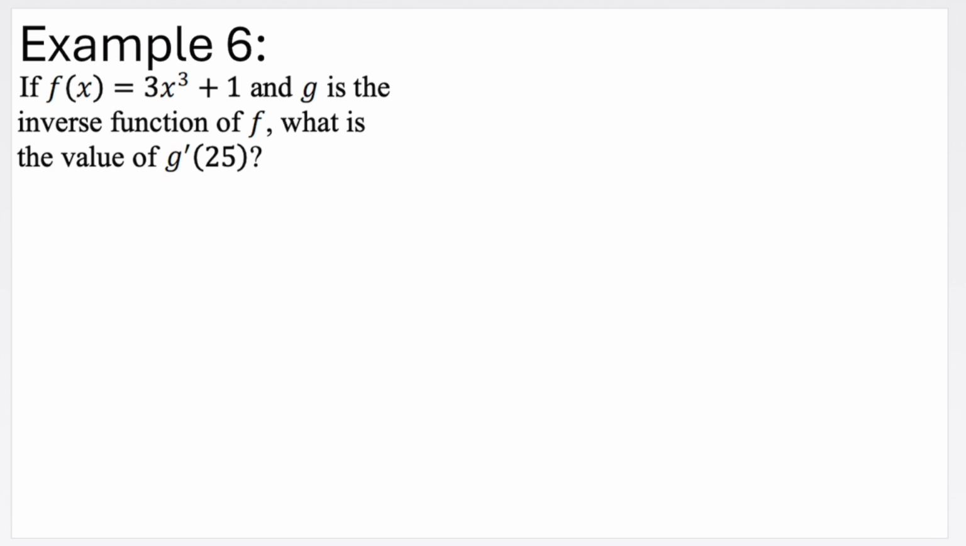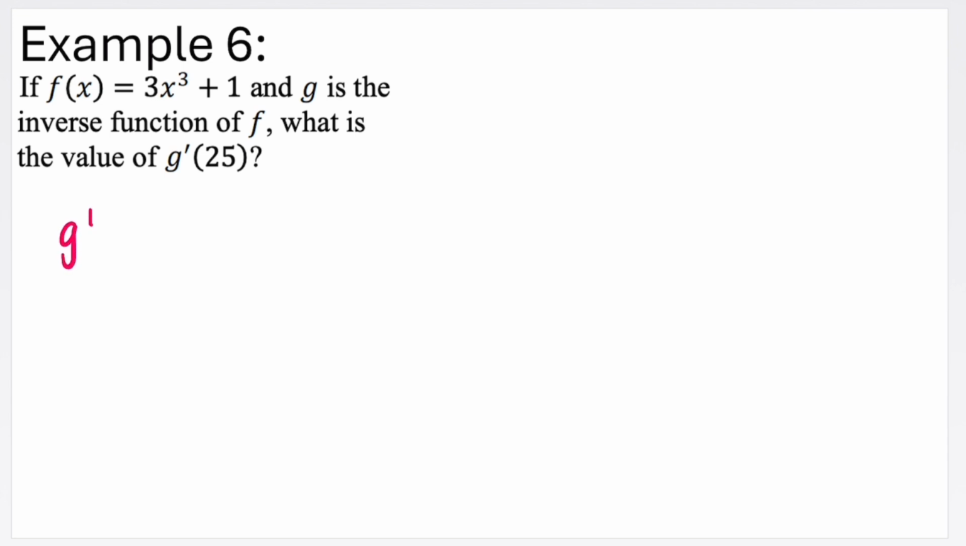So here we're actually given a function. We have f of x is 3x cubed plus 1, and g is the inverse function of f. What is the value of g prime of 25? Okay, so if I'm trying to find g prime of 25, I'm going to set up the formula first, and then I'm going to see what I need, and then I'm going to use what I have to get what I need.